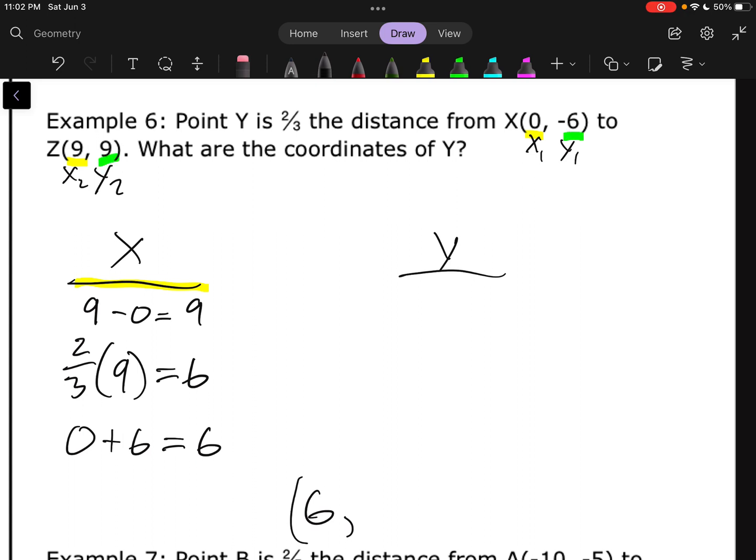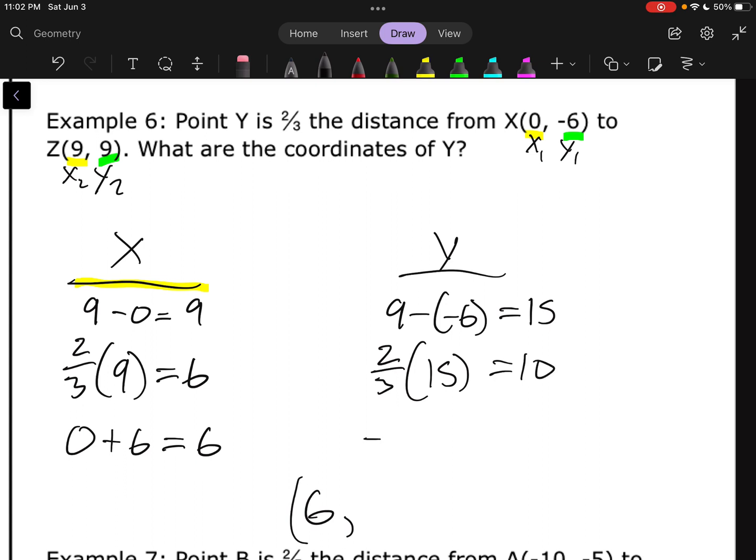So we're going from -6 to 9, so we're going to do 9 minus -6, which gives me 15. We want to go 2/3 of that. 2/3 of 15 is 10. And we started at -6, so -6 plus 10 is 4.